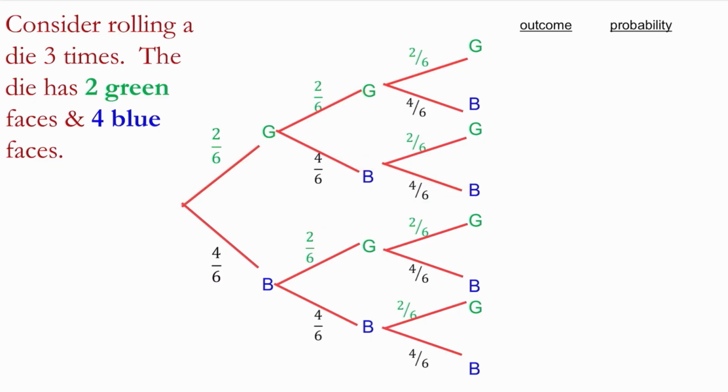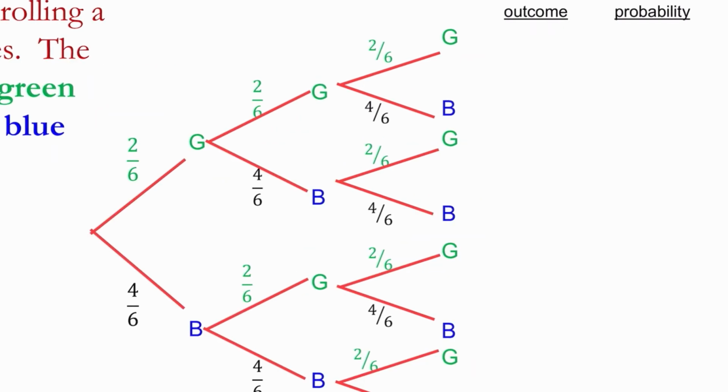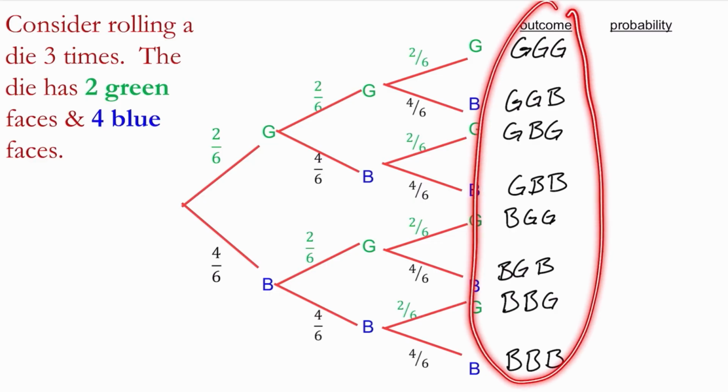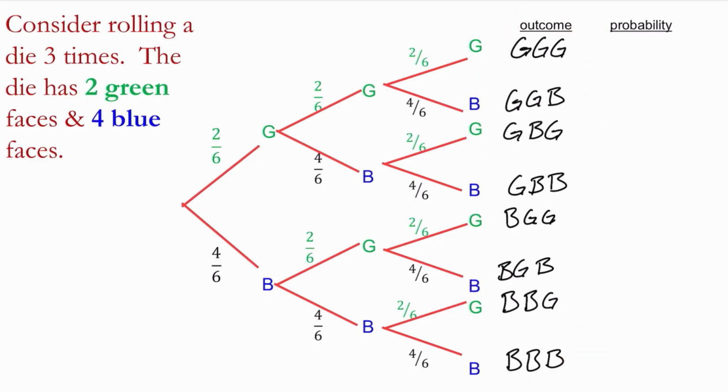Well, let's talk about that, like mapping out each individual outcome. So like I said, that first one, that would be green, green, green. And then the next one, that's green, green, blue, and so on. And now we have all 8 possible outcomes for rolling our special color-coded die here.